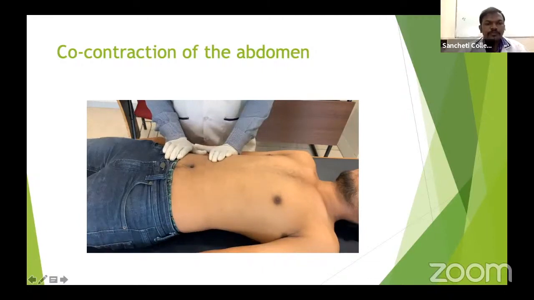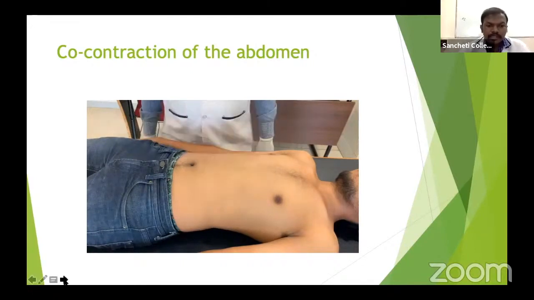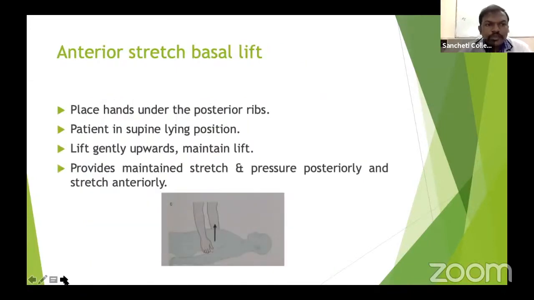Okay, now we have seen the co-contraction of the abdomen. This will help in increasing the respiratory rate. Now we can see the other technique, the anterior stretch basal lift technique. In this technique, we are giving an anterior stretch, and the posterior basal area is going to be lifted.